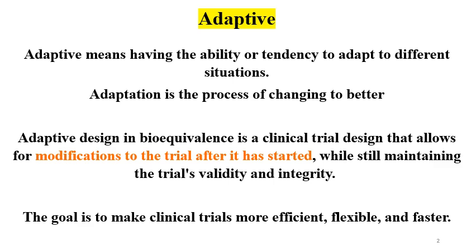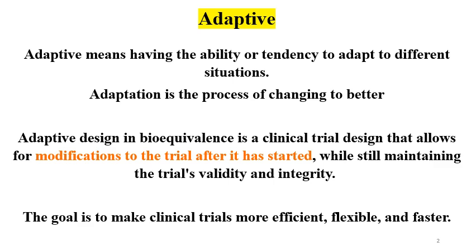We should understand the meaning of the word adaptive first before going to the next slides. Adaptive means having an ability or tendency to adapt to different situations. That means the word adaptive gives you the idea of adapting, or being flexible to accept some changes. Adaptation is the process of changing to better.